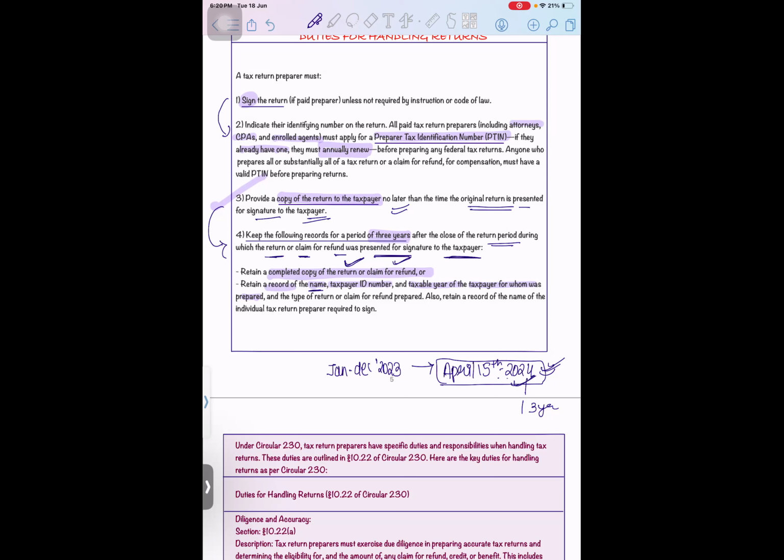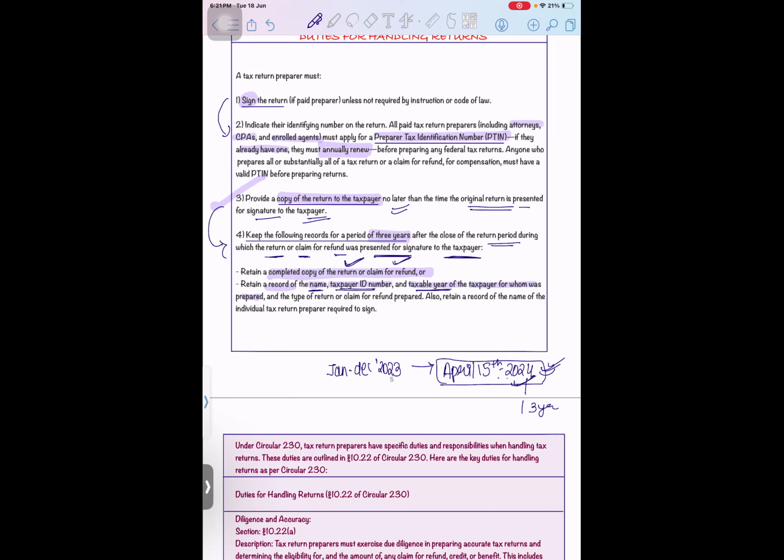So Ankit's name I will mention. I'll mention his ID number. I'll mention the taxable year for which I'm preparing his return. Let's say I've been preparing his return for the last 3-4 years. So every year his name will be mentioned in this record.